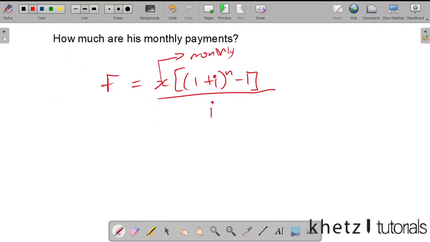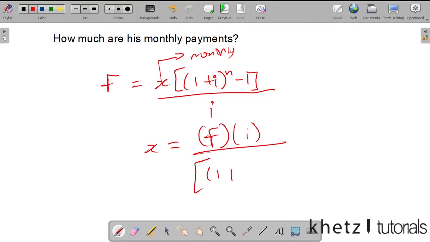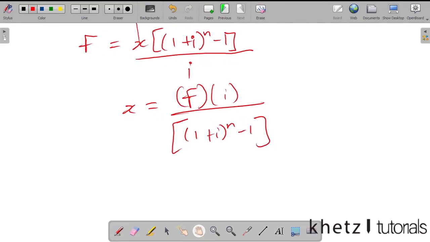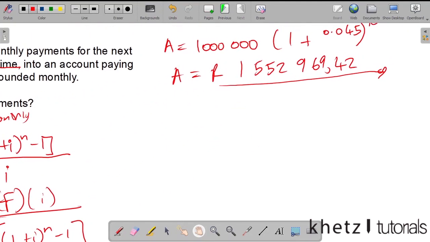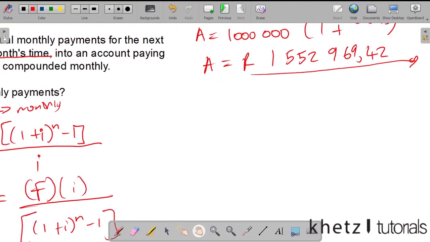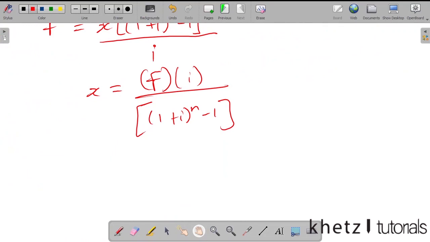So let's manipulate this formula so we actually have X on its own. So X would be equal to F multiplied by I divided by this whole bracket of 1 plus I to the power n subtract 1. And then we're going to substitute the appropriate values. So your F would be the value which you got in the previous question. So just copy this value and have it as your F.